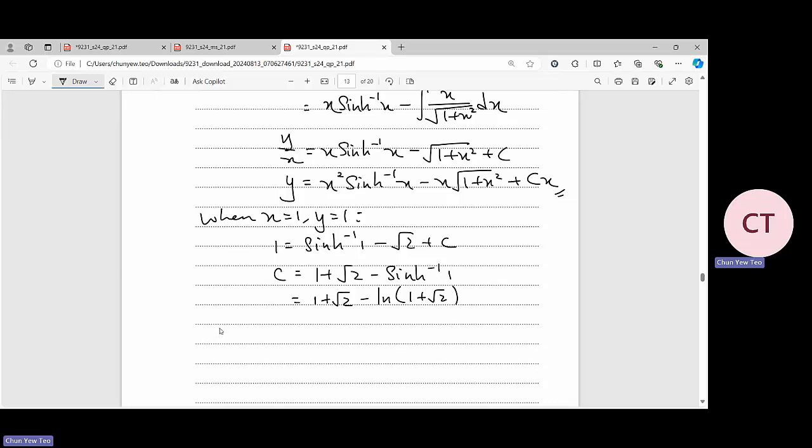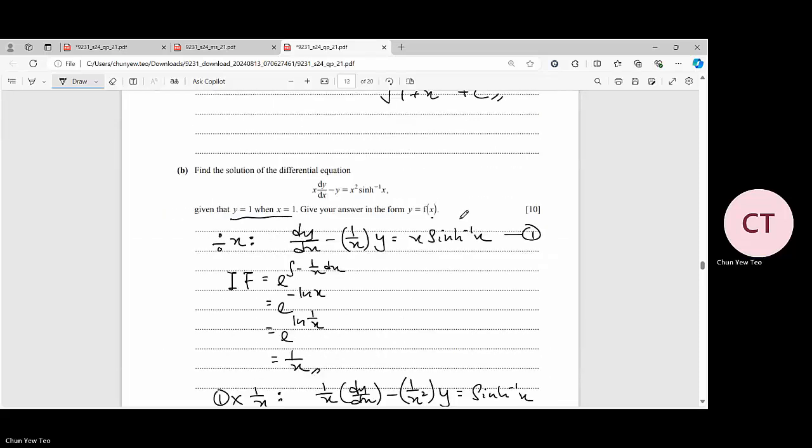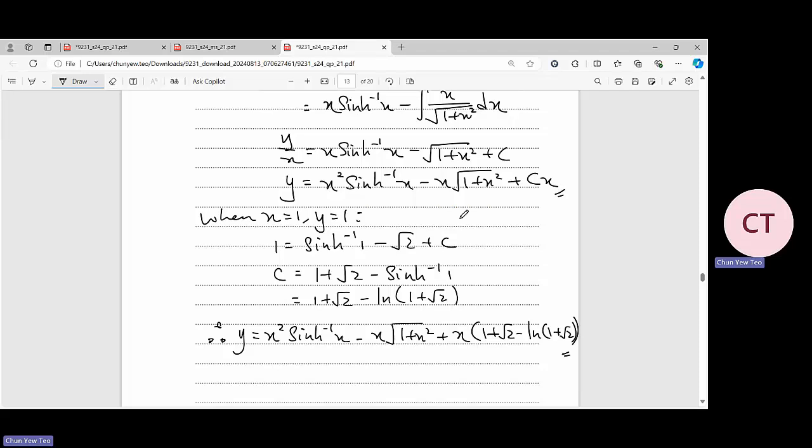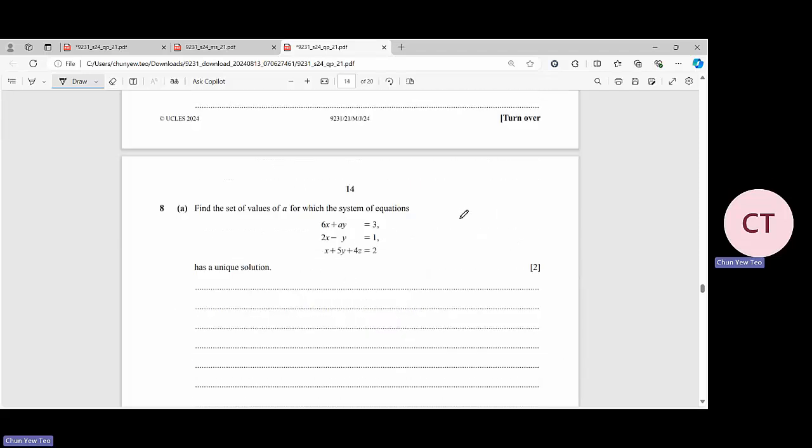This is c. So once you found the c, therefore your y is equal to x arcsine of x minus x square root of 1 plus x squared plus cx. So your c will be like this. Okay, so this will be your answer for question number 7B. Okay, so moving on, we have question number 8.